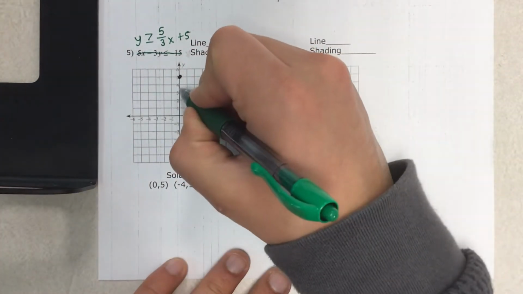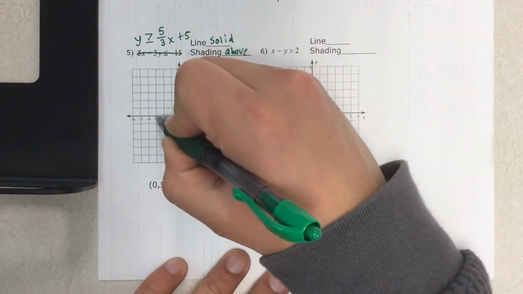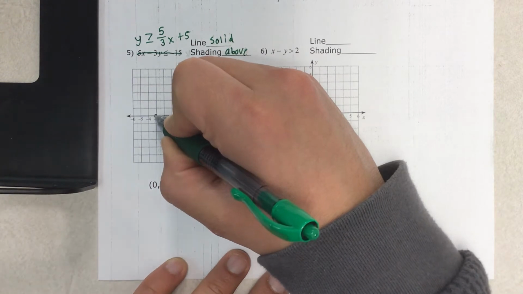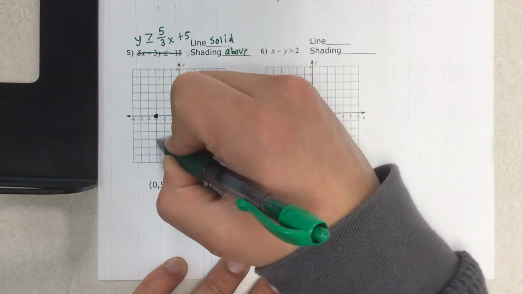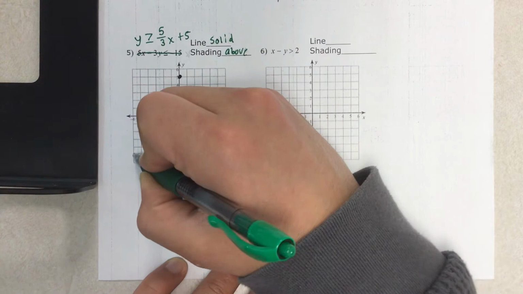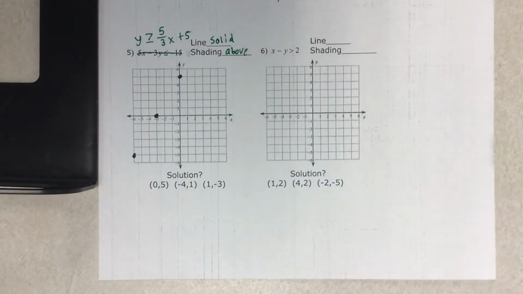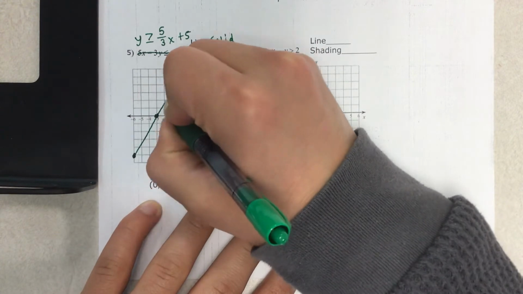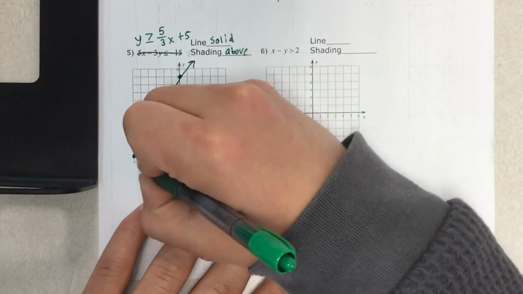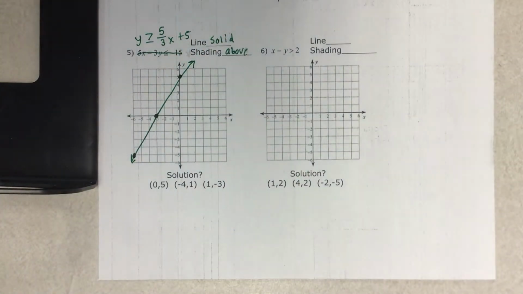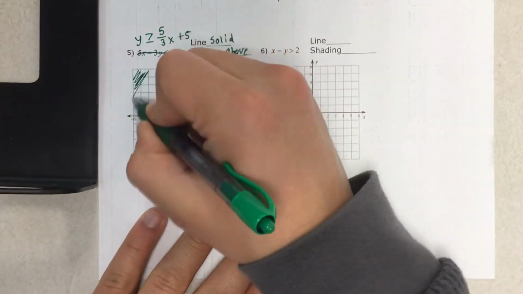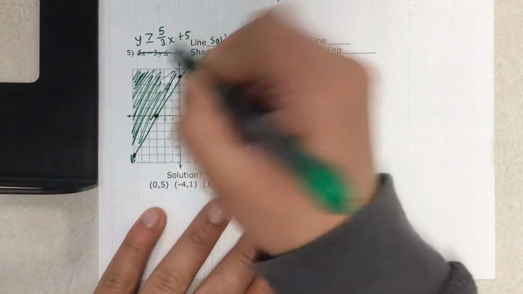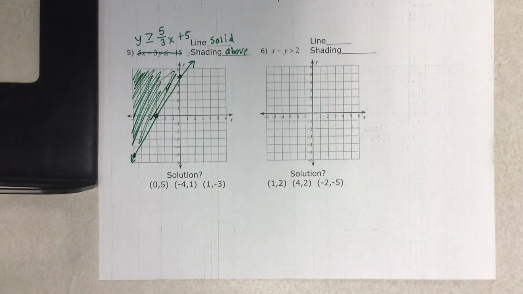Okay, so I'm going to go down 1, 2, 3, 4, 5. 1, 2, 3. And I'm going to do it again. 1, 2, 3, 4, 5. 1, 2, 3. Right there. Okay, so I got 3 points. That's good enough. It's going to be a solid line, so I'm going to try to connect the dots as best as possible. That was pretty good. And we shade above. So I'm going to shade starting up here and shade down a little bit. Just like that. Okay?